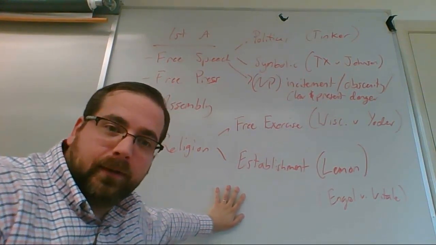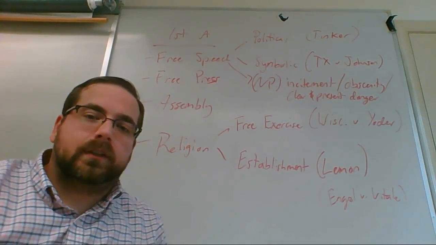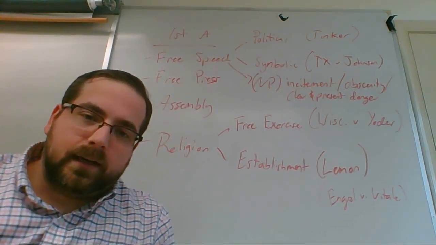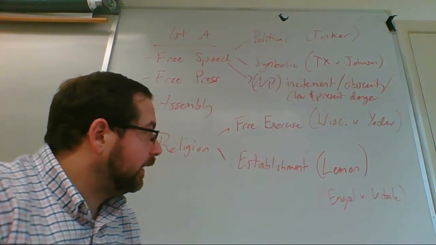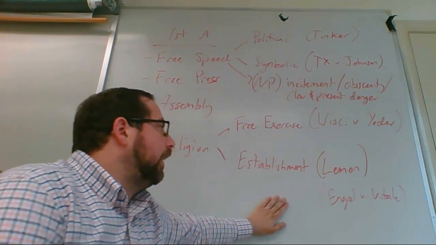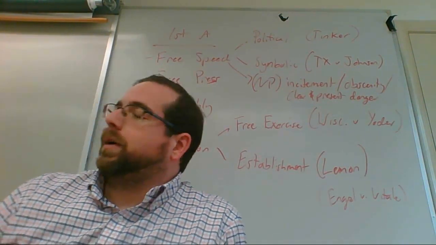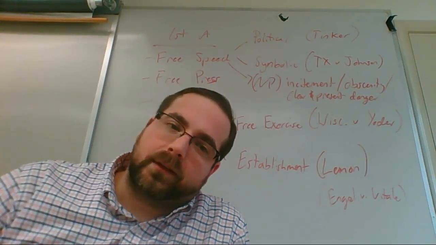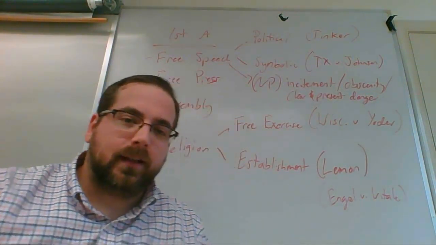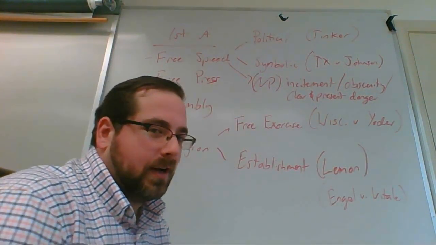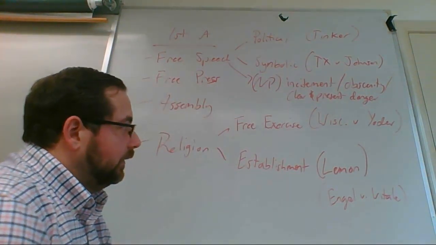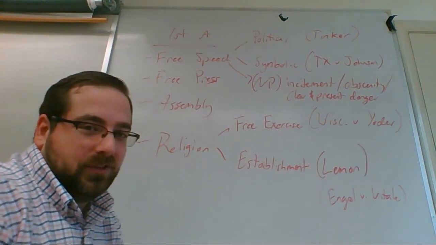Then there's the Establishment Clause, right? Government cannot establish religion. Government cannot endorse religion. And so the question is, what does that mean? Whether or not the government is endorsing religion comes from this case known as Lemon v. Kurtzman. Most people just know it as Lemon because it creates what's known as the Lemon Test. The Lemon Test is the test to see whether or not the government has violated the Establishment Clause.